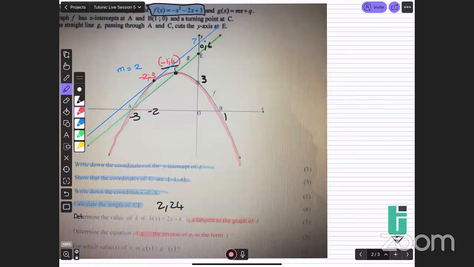So determine the equation. Now, all you have to do is, if they give me the equation y equals minus x squared minus 2x plus 3, to find the inverse you swap x and y. You swap x and y.